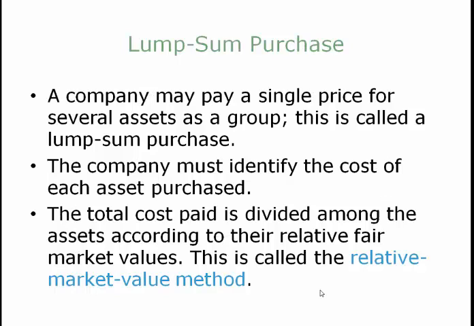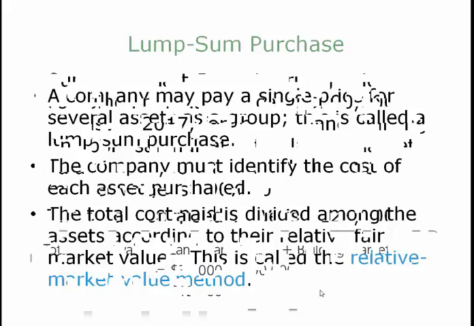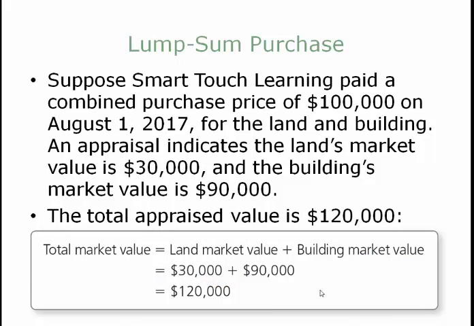And then if you have a lump sum purchase of assets, in other words, you buy land and building, or you buy a couple of different things, what you're going to do is allocate the cost of those assets based off of the fair market value of the assets. So if we bought assets, we're going to look at this relative market value. So let's use this example here.